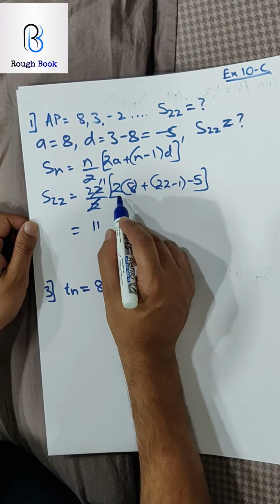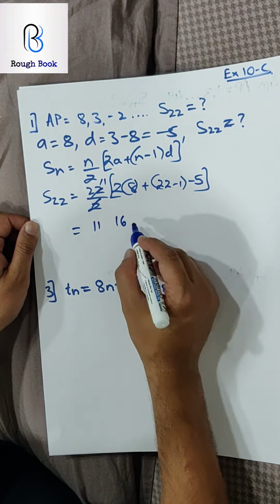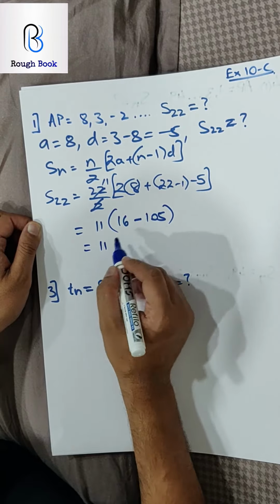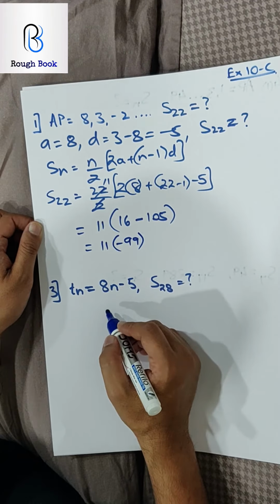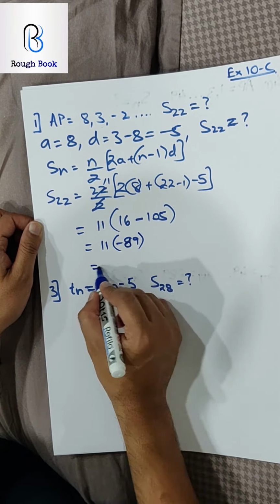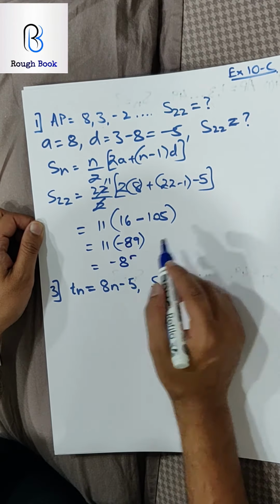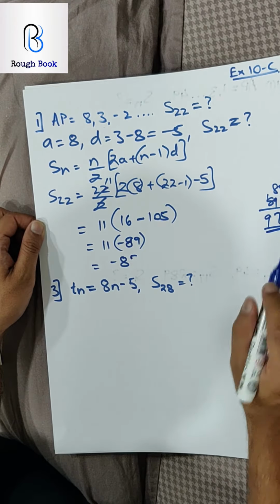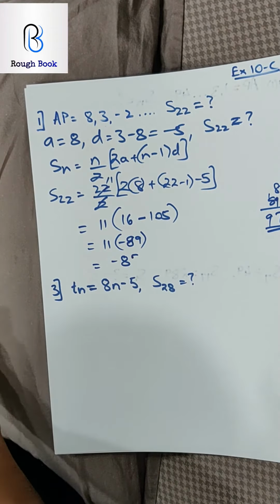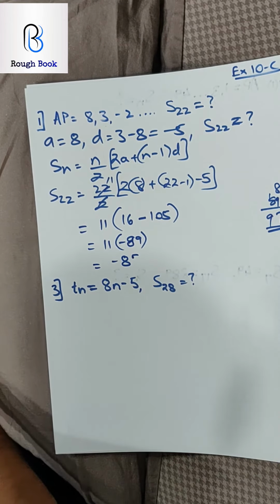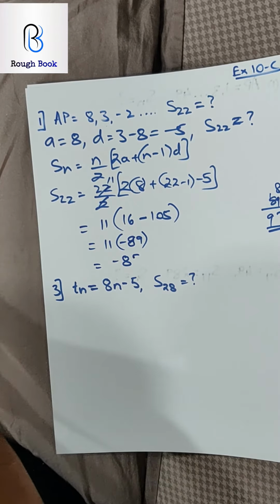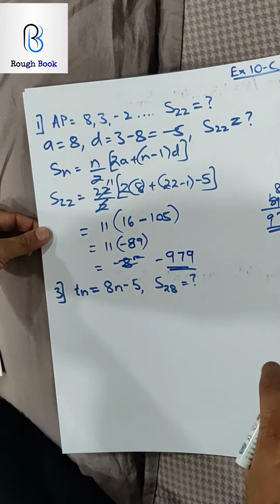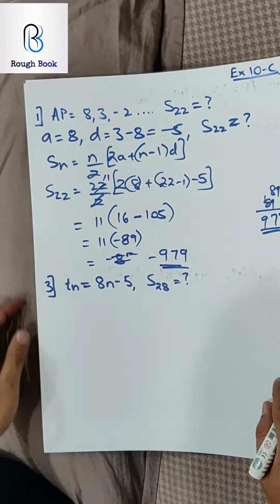So 11, 16 minus 21 into 5, so negative 105. 21 into 5, so negative 105. So 11 into 89. So my final answer, I'll have to multiply. So 89 into 11 is 979. Try and see if you get the same answer. This is 10C, sum number 1, negative 979. Correct? How many got the same answer? Superb. So by now I hope you've memorized the formula.